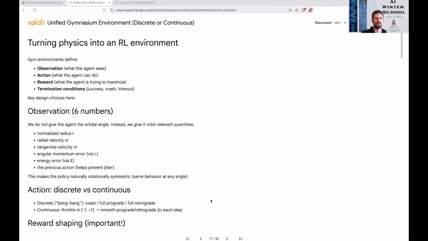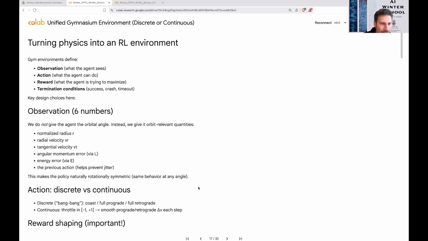So how do we do reinforcement learning here? Well, if you remember, we define the observation, what our agent sees, the action, what the agent can do, the reward, and that's kind of a complicated, creative thing to define, how we want to reward the agent on what it wants to maximize, and then what are the termination conditions for each trajectory? Either it succeeds, it crashes, or it times out because it's spiraling to far larger orbits and kind of blowing up.